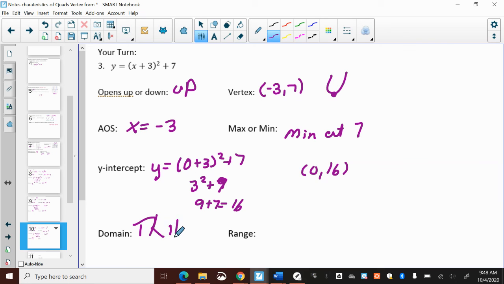That didn't look very good. It should look like this. And our range is heading upward from this minimum value of 7. So it's going to be y is greater than or equal to 7.